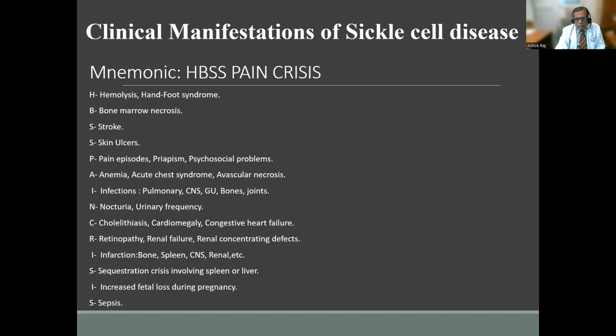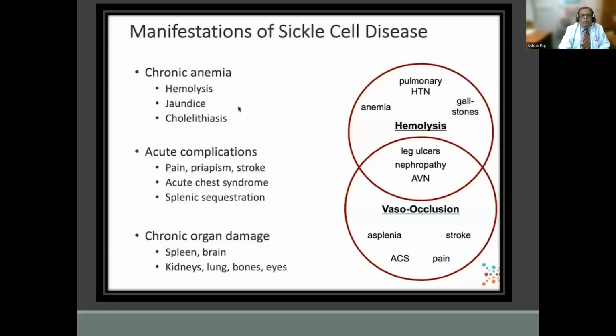Now let us look at the clinical manifestations of sickle cell disease. If you use the mnemonic HBSS pain crisis, you can sort of list all the complications that occur in a patient with sickle cell disease. Now let us look at it in a different way. If you look at patients with acute complications, chronic anemia, and chronic organ damage, you can categorize patients accordingly.